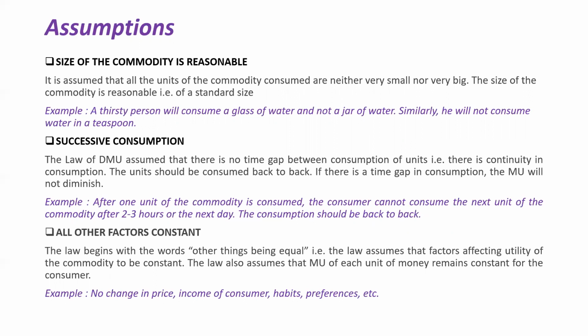All other factors constant. The law begins with the phrase, other things being equal. That is, the law assumes that the factors affecting the utility of the commodity are constant. The law also assumes that the MU of each unit of money remains constant for the consumer. No change in price, income of consumer, habits and preferences.